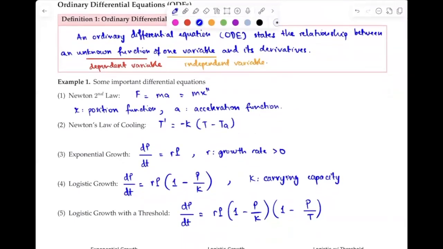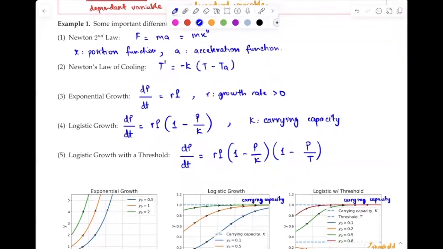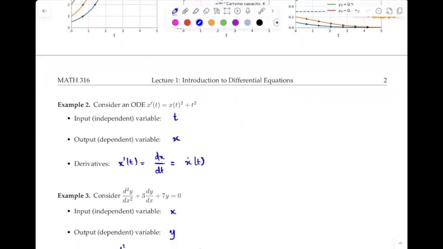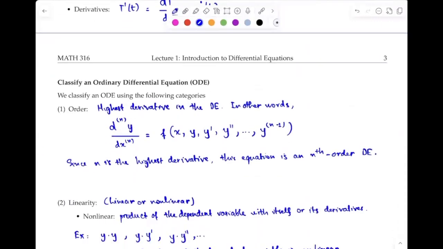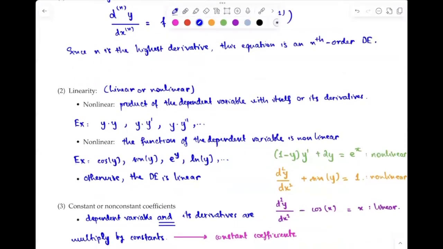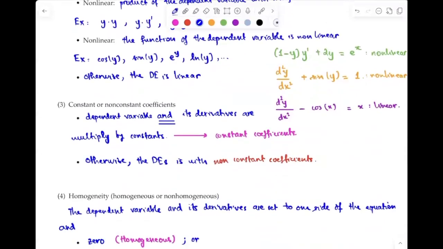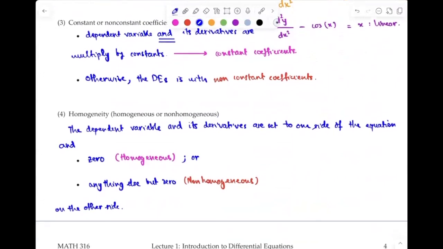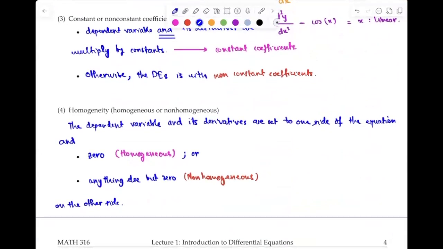We talked about Newton's second law, Newton's law of cooling, exponential growth, and logistic growth with a threshold. We learned how to identify the independent variable and dependent variable. That's a key point for you to further classify the differential equations. We learned that to classify a differential equation, you need to follow four categories. What is the order of the differential equation? What is the linearity? You want to classify if it is linear or non-linear. You want to know if it is with constant coefficients or non-constant coefficients. And of course, whether it is homogeneous or non-homogeneous.